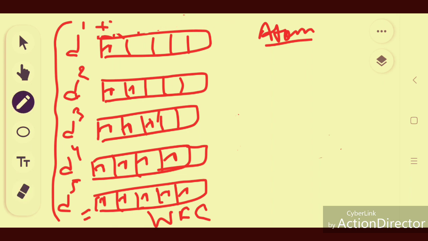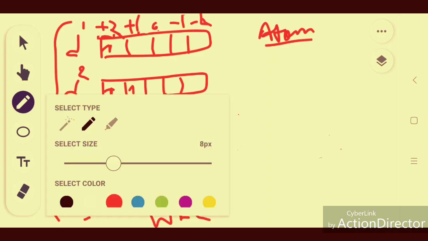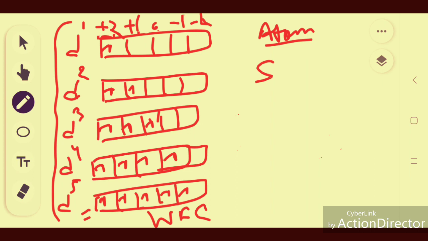This is plus 2, plus 2. This is plus 1, plus 1. This is 0, minus 1, minus 2, minus 2. So for this single electron, S will be equal to half.